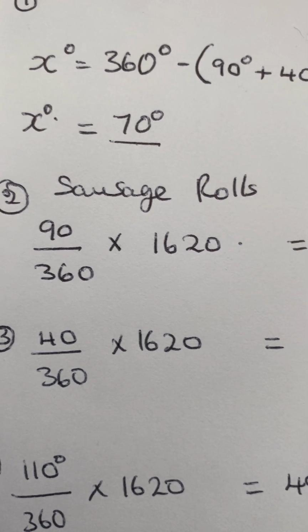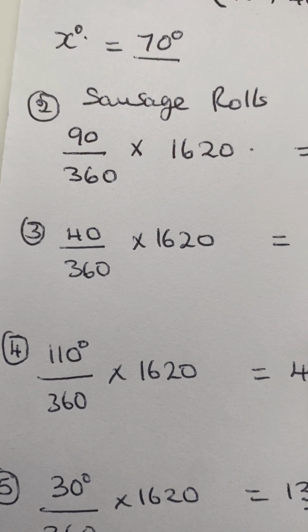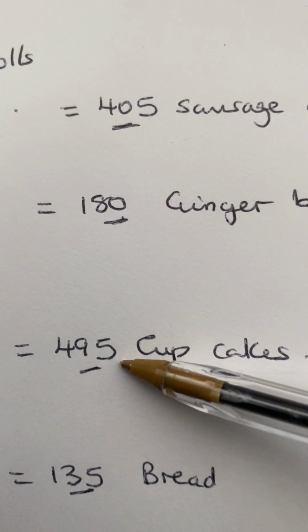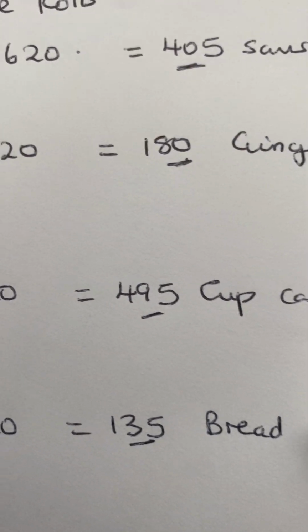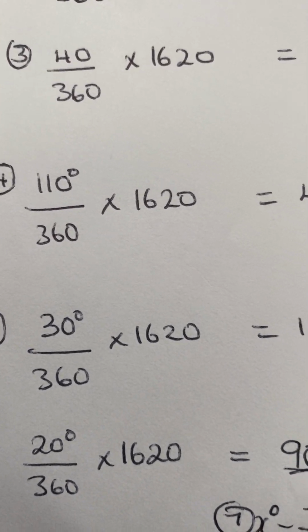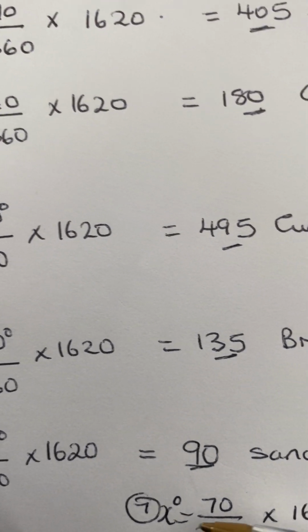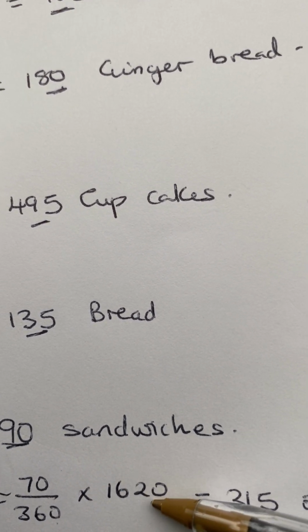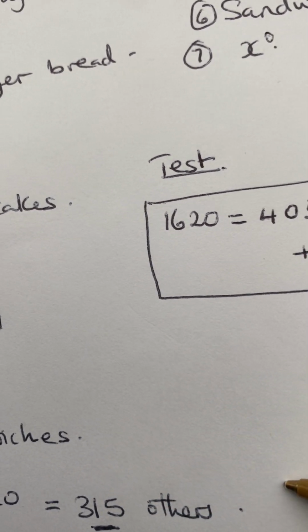Number 3 is the gingerbread, which is 180 gingerbread. 4 is cupcakes, which is 495 cupcakes. 5 is bread, which is 135 bread. Okay. 6 is sandwiches, which is 90 sandwiches. And X7 is others, which is 1620, and it represents 315 of others.